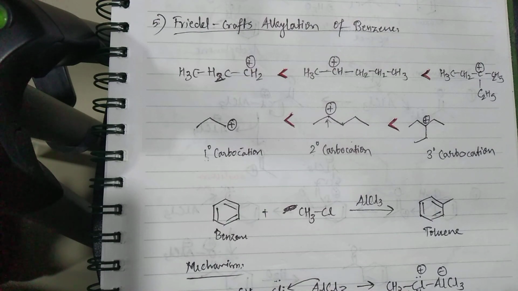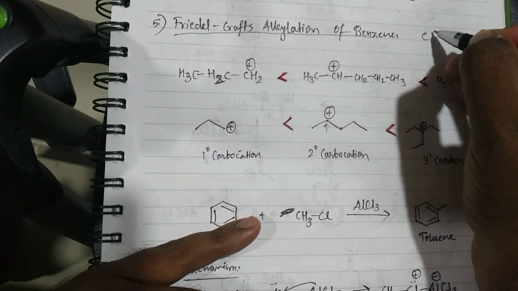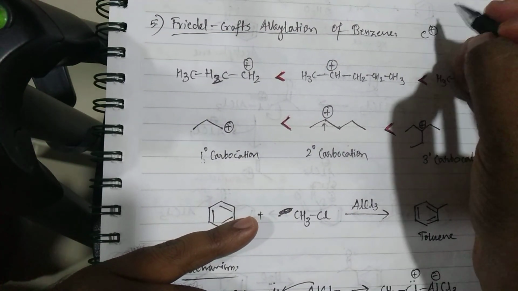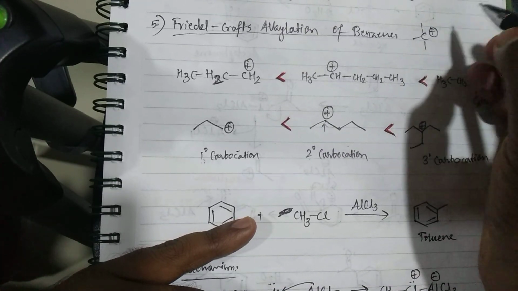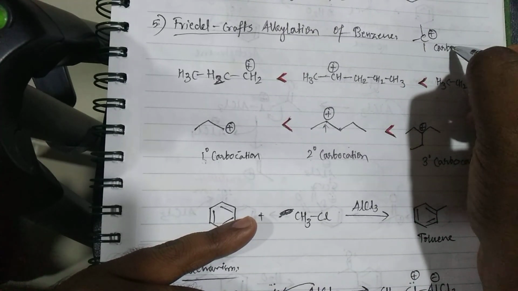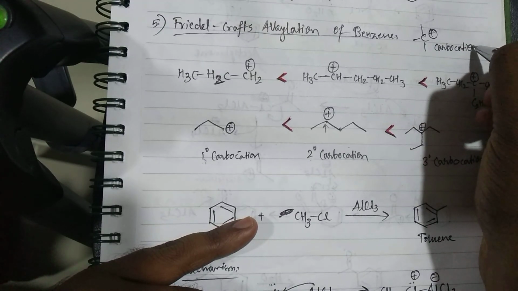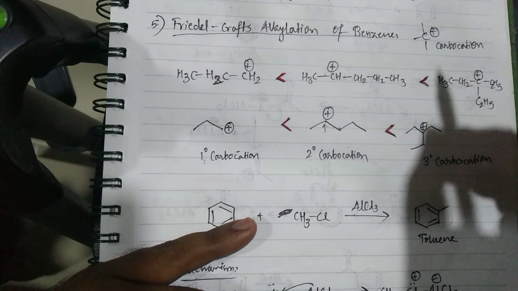Carbocations are species where the carbon has a positive charge. Okay, so if a carbon has a positive charge, then it is called a carbocation. Okay, so how are carbocations created?